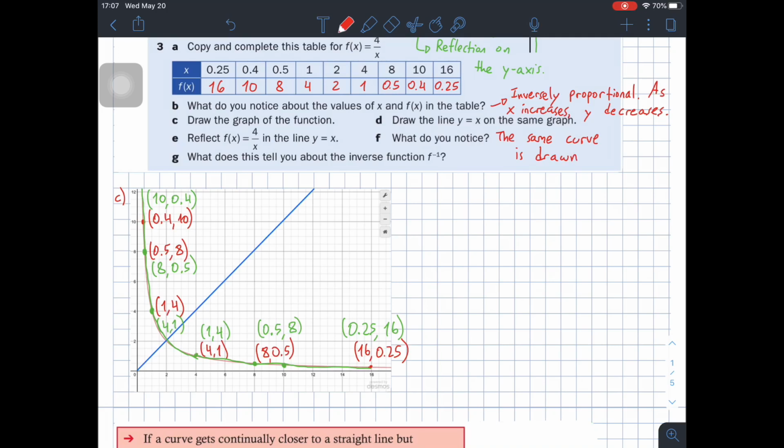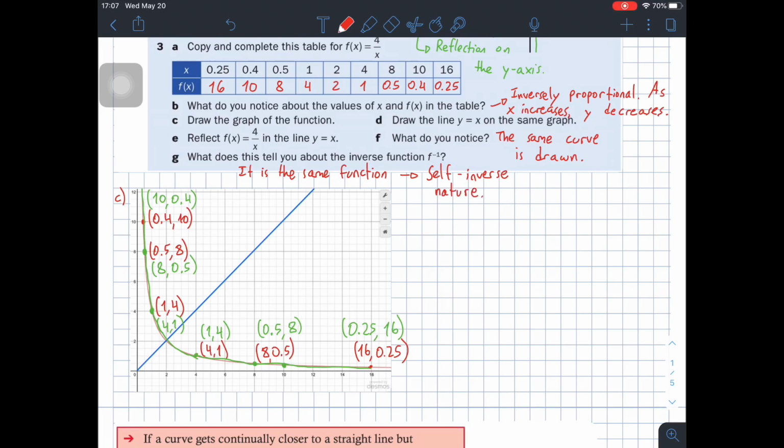So for part G, it says, what does this tell you about the inverse function? It tells us that it is the same function, basically. It is the same function. And this property is called the self-inverse nature. We're going to see this with an example later on.